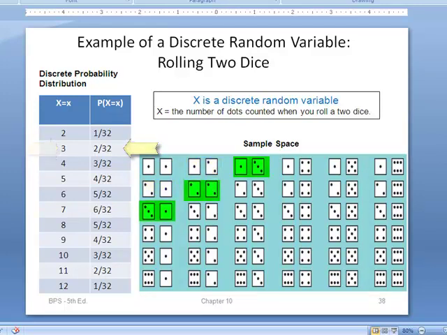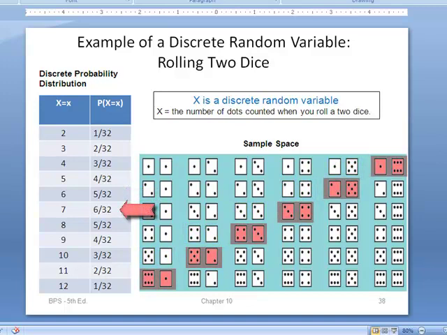Then I go for 4. There's 3 of those, so that's where I get the probability 3 out of 32. I do the same thing for 5, where I see 4 out of 32. 6, I see 5 of those, so the probability is 5 out of the 32. 7, I see 6 of those to get the 6 out of 32 as my probability.